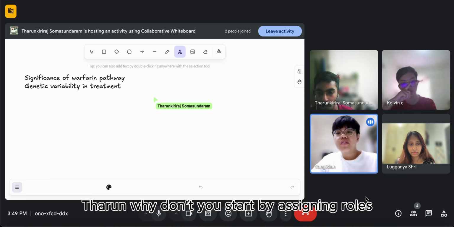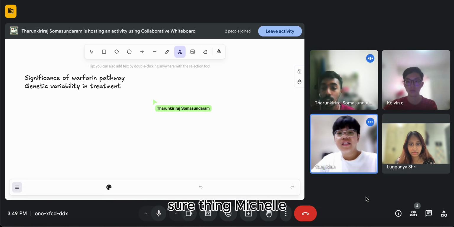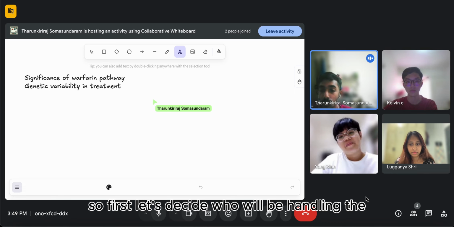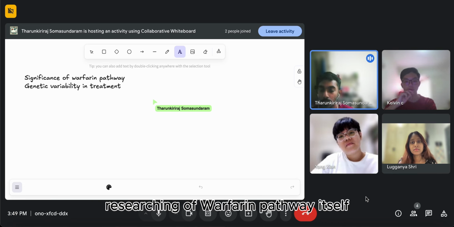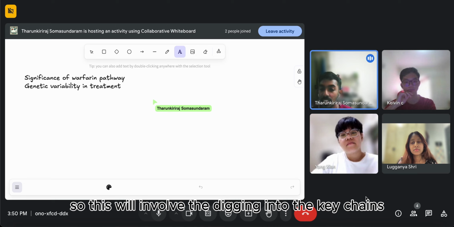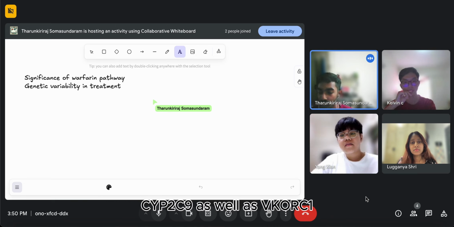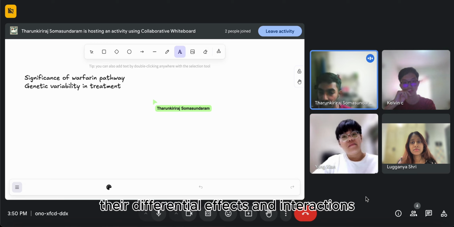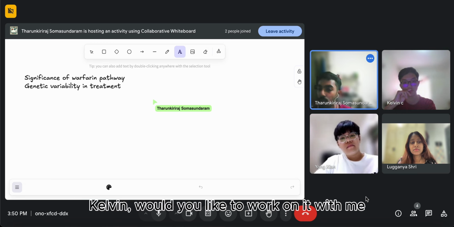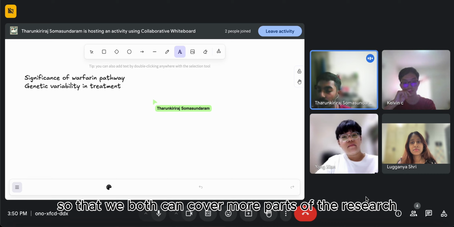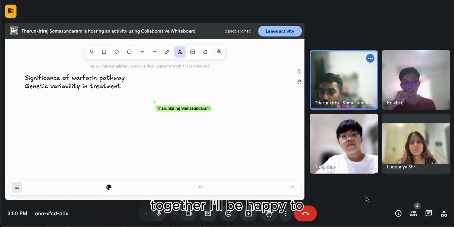Tarun, why don't you start by assigning roles? Sure thing, Imchen. So first, let's decide who will be handling researching the warfarin pathway itself. So this will involve digging into the key genes like CYP2C9 as well as VKORC1, their differential effects and interactions. Kelvin, would you like to work on it with me so that we both can cover more parts of the research together? I'll be happy to.